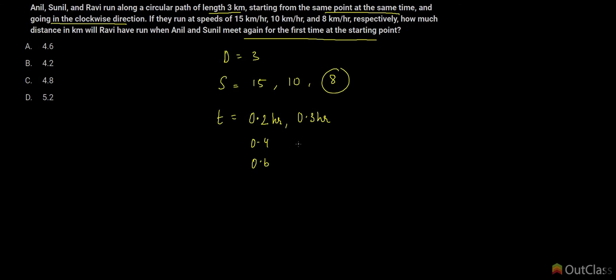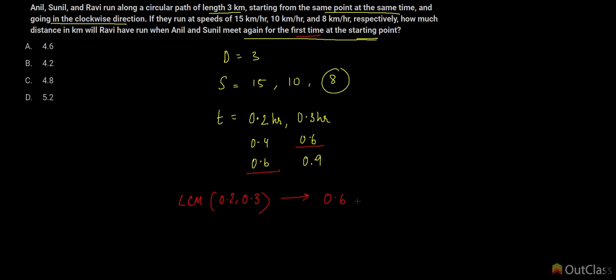As far as the second guy Sunil is concerned, he finishes his first lap at 0.3 hours and then the second lap at 0.6 hours, third lap 0.9 hours and so on. So at every multiple of 0.3 hours, he is at the starting point. When are they both at the starting point simultaneously? That would be any common multiple of 0.2 and 0.3. And the first time that happens is going to be the least common multiple of 0.2 and 0.3, which as you can see here is going to be 0.6.